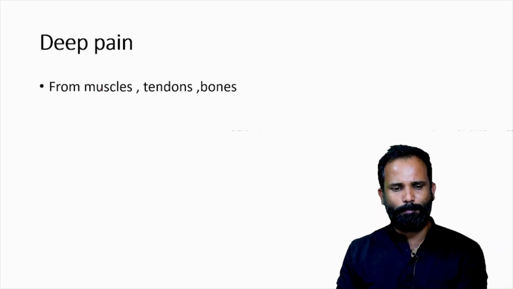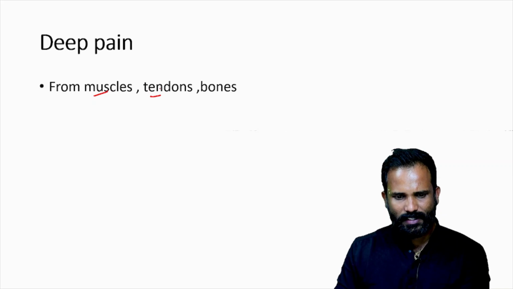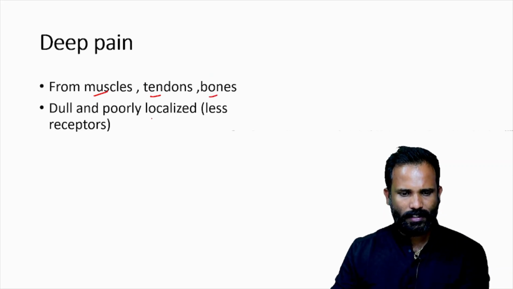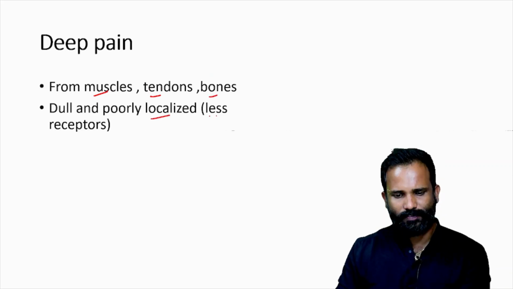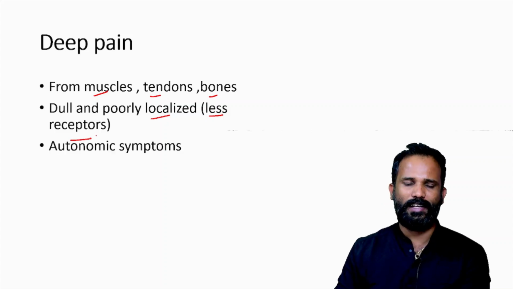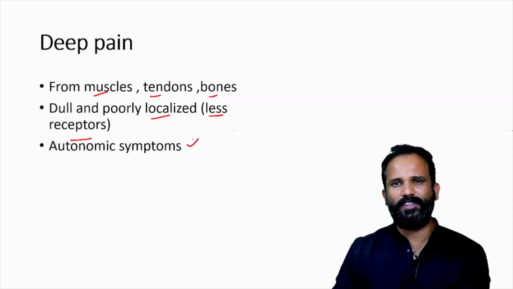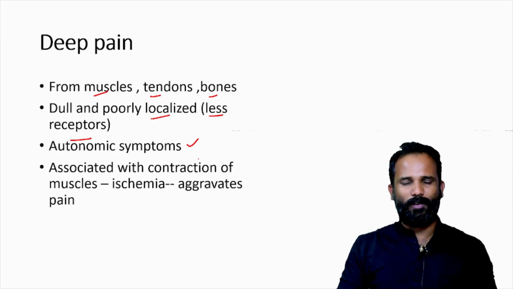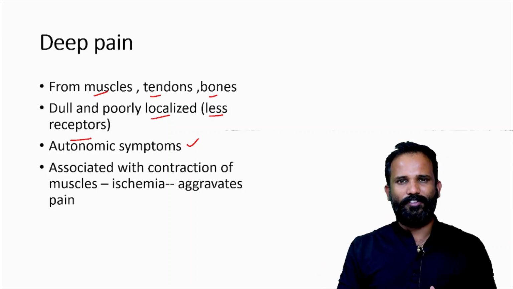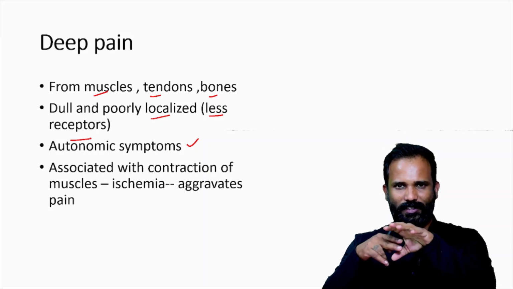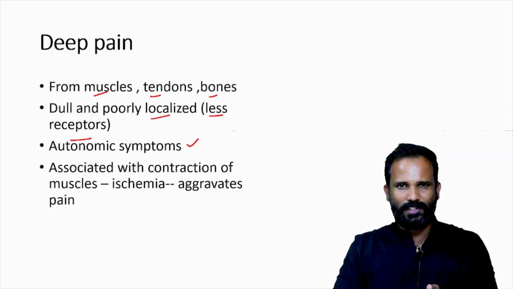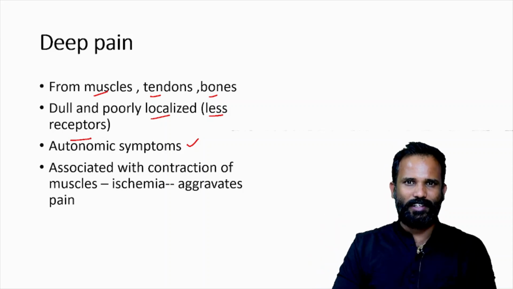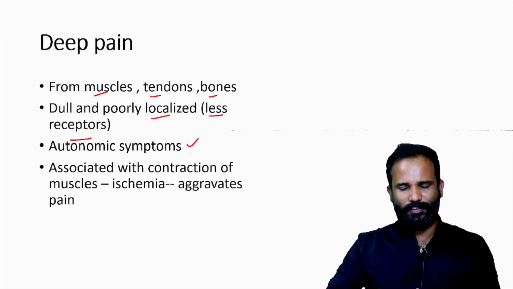Coming to the deep pain, which arises from the muscles, tendons and bones, it is poorly localized because the number of receptors is less, and is associated with autonomic symptoms, and is also associated with contraction of the muscle, which causes constriction of the blood vessels in between these muscles, and that causes ischemia. That still aggravates the pain. So it's like a positive feedback.